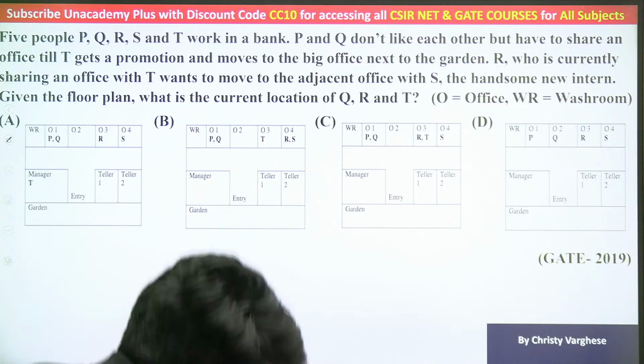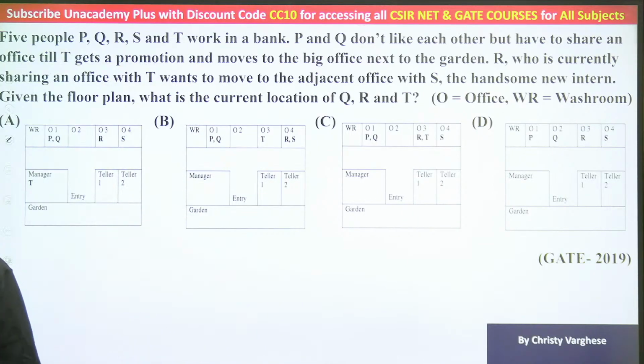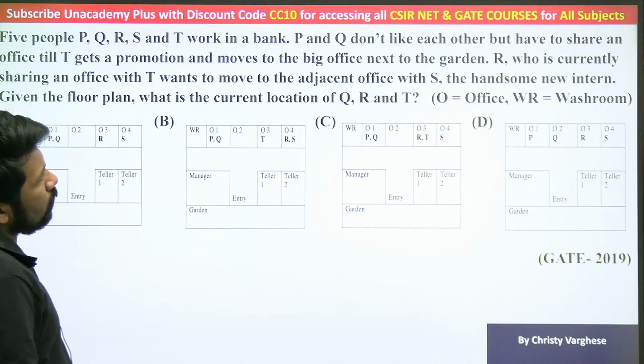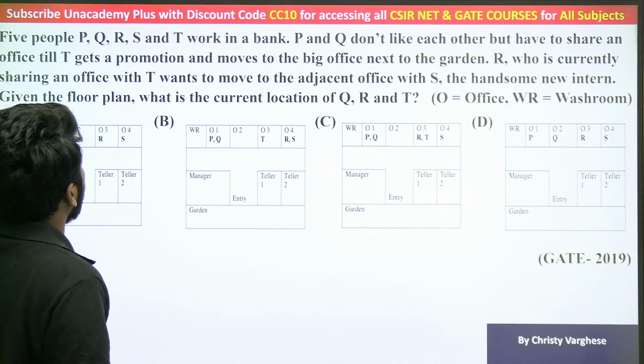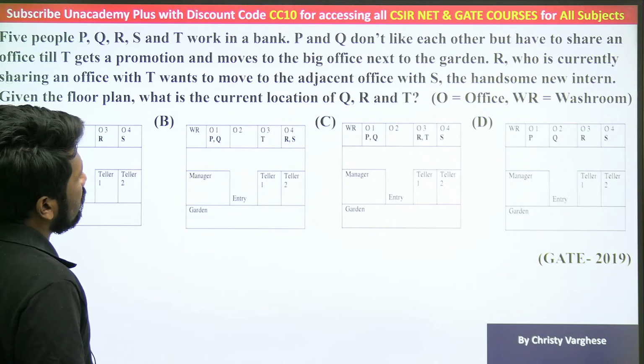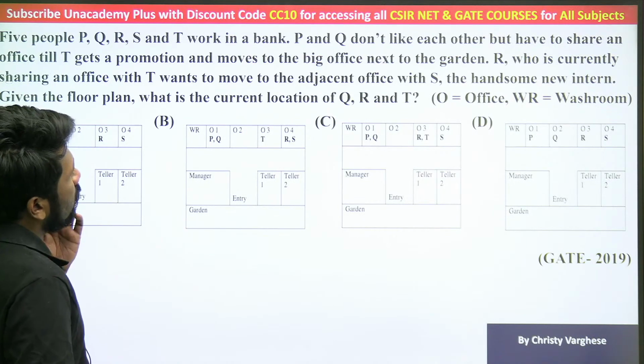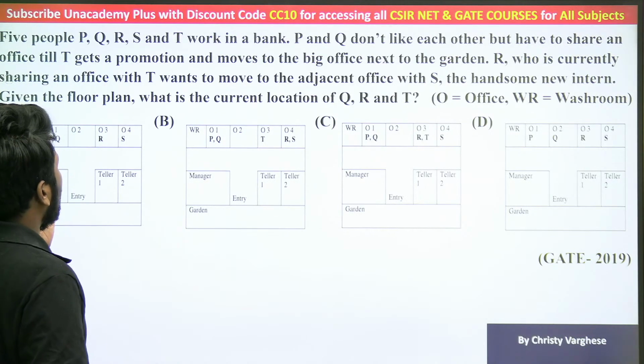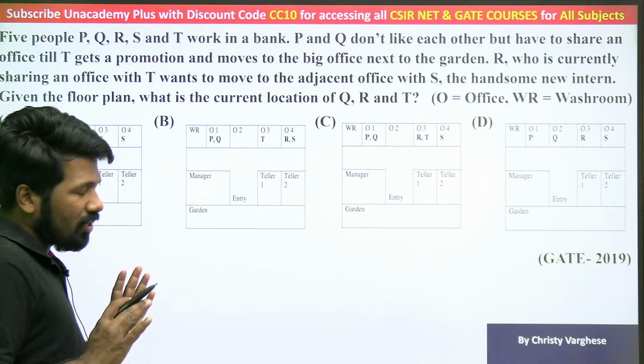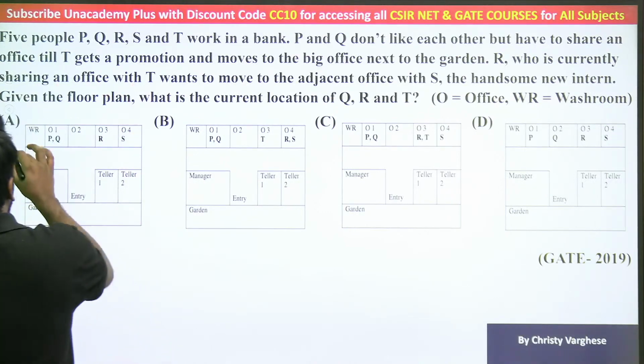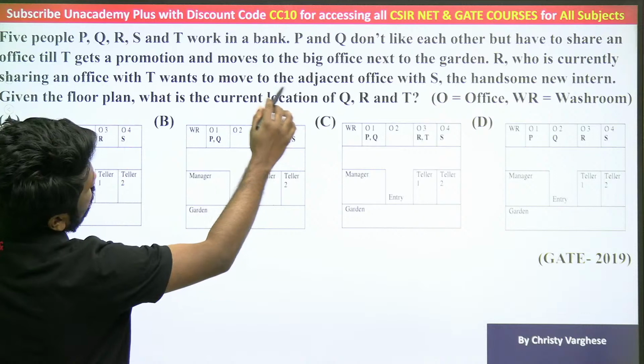Okay, many of you got it right. Very good. 5 people PQRST work in a bank. P and Q don't like each other but have to share an office till T gets a promotion and moves to the big office next to the garden. So T didn't get the promotion yet. So don't worry about that hypothetical situation. We only have to worry about the current scenario.